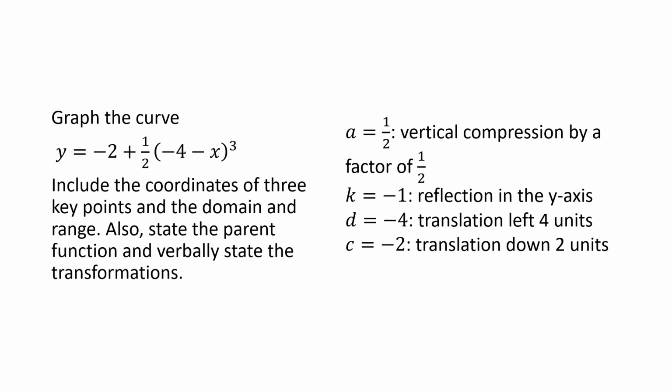Now we want to verbally state the transformations. A is a half. That means there's a vertical compression by a factor of a half. K is -1. That means there's a reflection in the y-axis. D is -4, which means there's a translation left 4 units. And C is -2, which means there's a translation down 2 units.